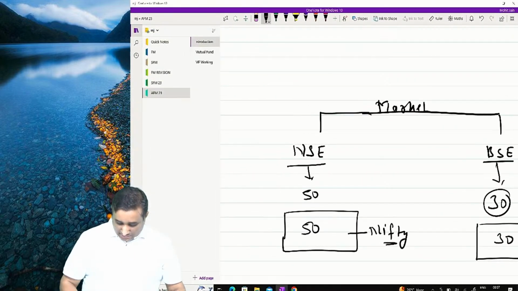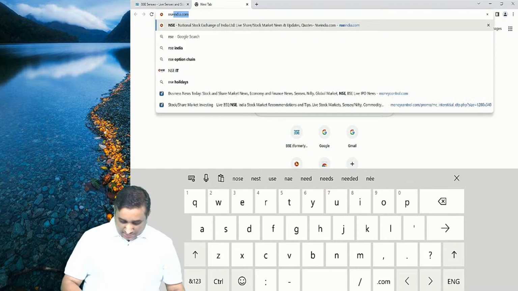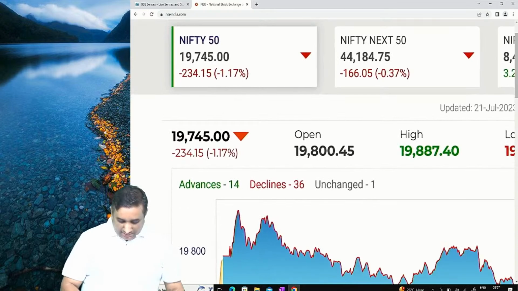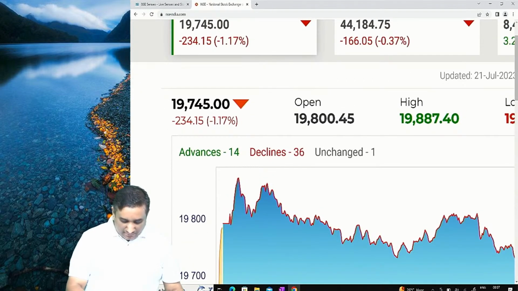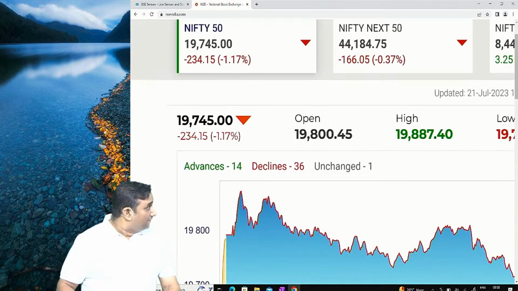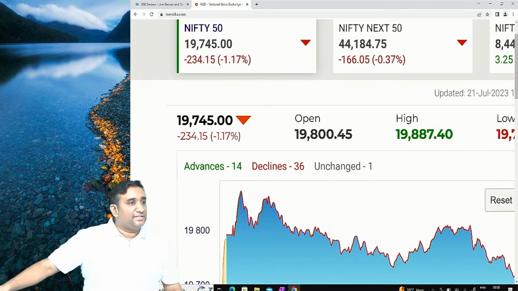If I try to see the NSE website, that's the National Stock Exchange, NSE India. This is NSE. The NSE also went down. If you look at percentage terms, they should be almost the same, 1.31 and 1.17. It also went down, but the base NSE Nifty value is 19,745. Sensex was how much? 66. Sensex is one of the oldest stock exchanges in Asia itself. The base year was 1979. That means 100 rupees of 1979 today are how much? 66.